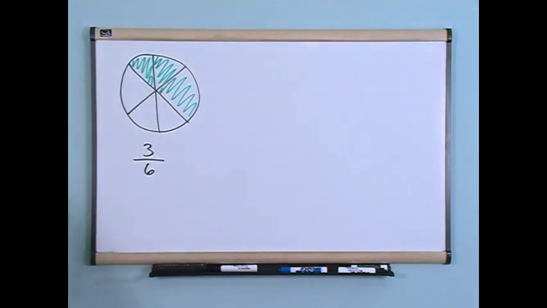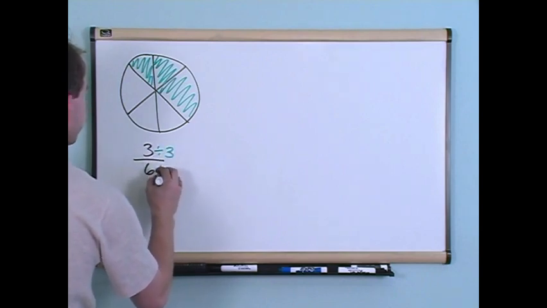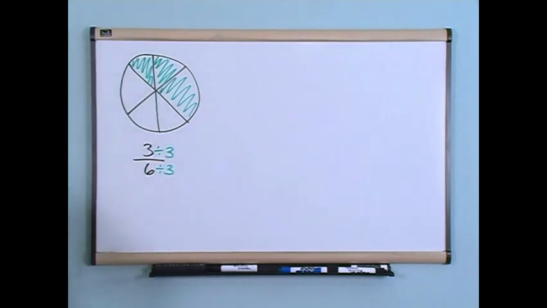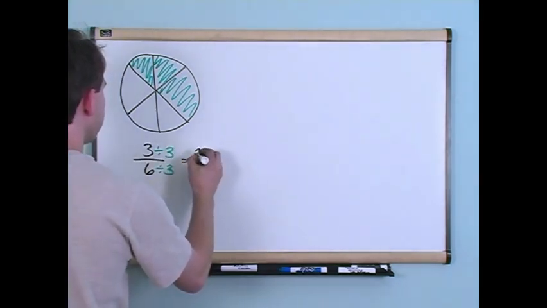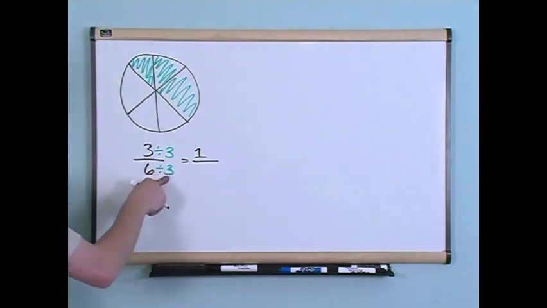I say you can, because on the top you can divide by 3, and the bottom you can divide by 3, and they'll both divide evenly. 3 divided by 3 is 1, okay, on the top. 6 divided by 3 is 2 on the bottom.